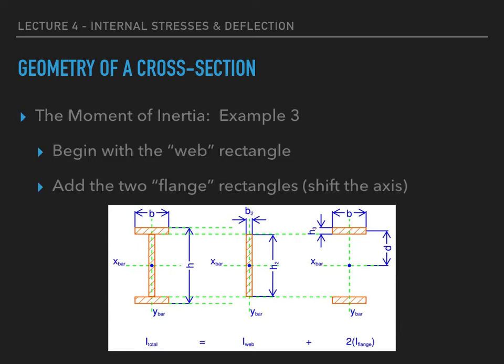Another way we can do that is by adding the two flange rectangles to the center rectangle. Now the trick here is that those two flange rectangles are a little more complicated because the center of each of those rectangles is not centered on X bar. So we have to be careful that we need to shift the axis, okay? That's why I included the D. You can shift the axis, but why, when we have an easier way to do it, right? So let's do it the easier way.